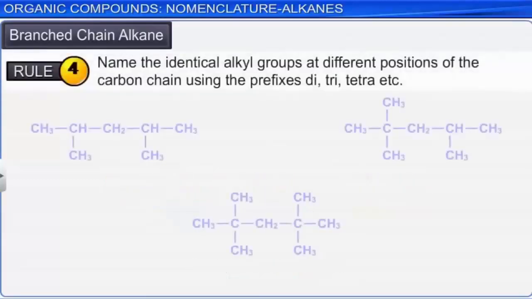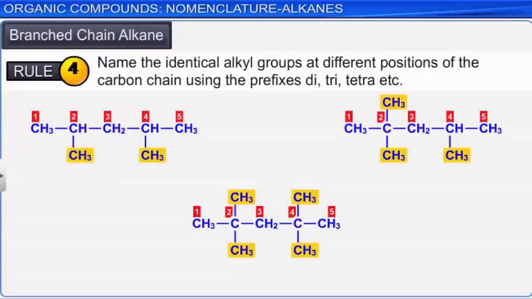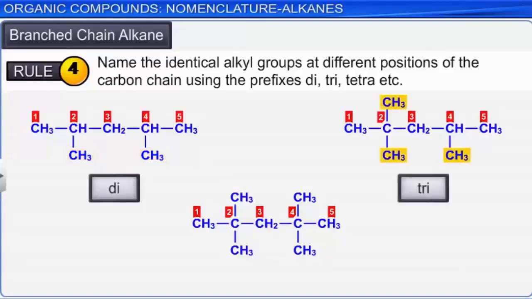Rule 4. Name the identical alkyl groups at different positions of the carbon chain using the prefixes di, tri, tetra, etc. If more than one identical alkyl group is present on the parent carbon chain at different positions, prefixes such as di for 2 identical alkyl groups, tri for 3 identical alkyl groups, tetra for 4 identical alkyl groups, etc., are used with the alkyl group.